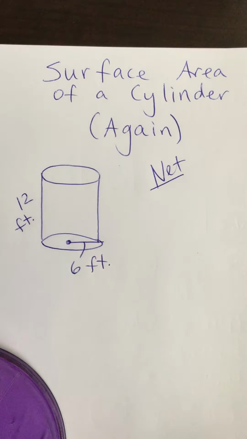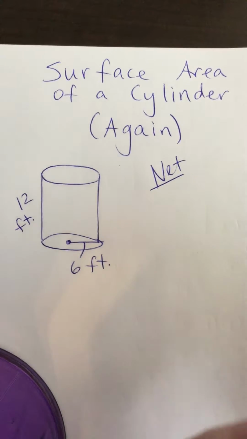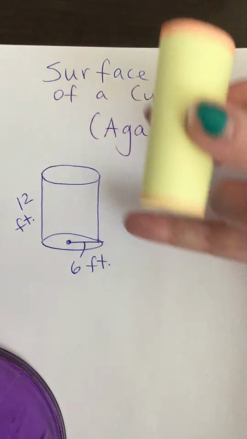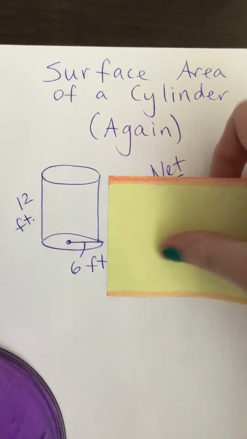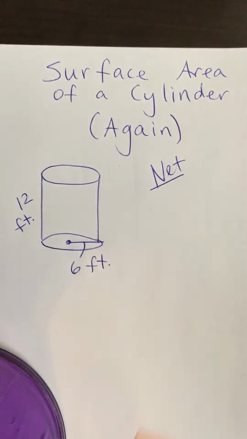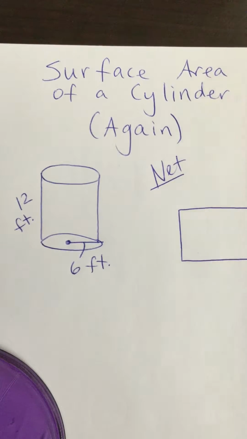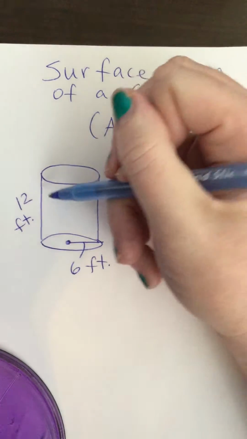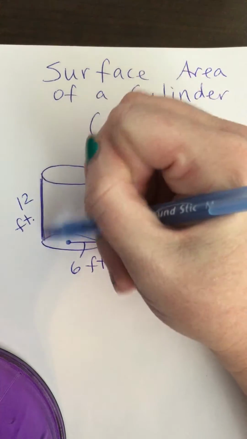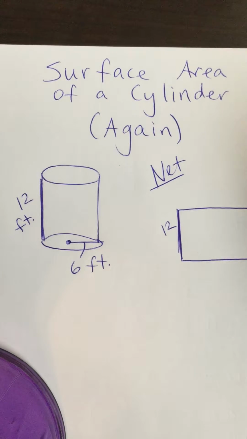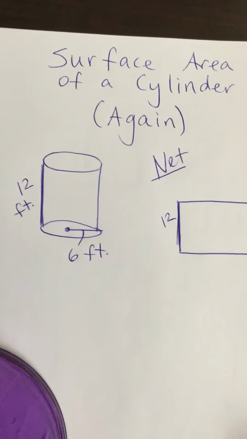And again, like in the other video, if this is a cylinder right here, and we were to open up the wall part right here, we would get a rectangle. So I'm going to draw this part right over here. I know that this side right here is 12, the height is 12, which is the same as this. So this is a 12, and this is also a 12. That's 12 feet.